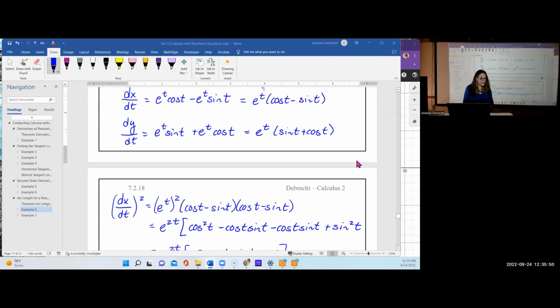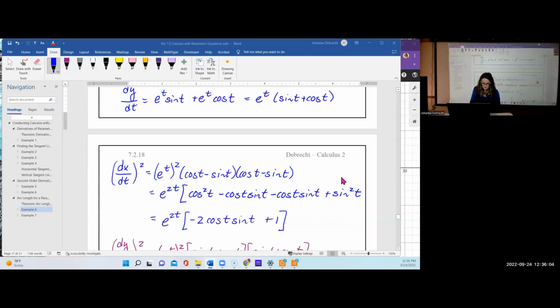So when we take dx dt, we take this e to the t and square it, and the cosine of t minus sine of t and square it, which basically means that we multiply it by itself. Now, if you square the e to the t, you're going to get e to the 2t. And notice in here that you get a sine squared of t and a cosine squared of t, and they're both positive. Well, you know that sine squared plus cosine squared is 1, and that's where this plus 1 is coming from that you see right there.